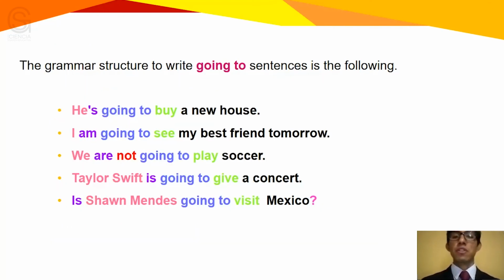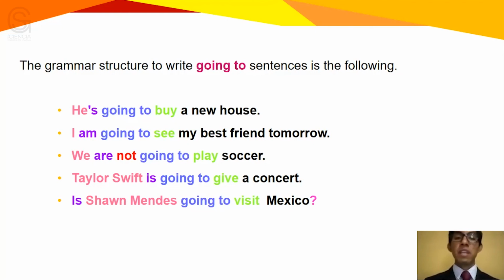The grammar structure to write going to sentences is the following. Once again, we have affirmative, negative, and interrogative forms. In the first one, he is going to buy a new house is affirmative. We are not going to play soccer is negative. And is Shawn Mendes going to visit Mexico? Interrogative. So, as you can see, we have every single part of the sentence with a different color, so we can be sure that we are including all of them when we want to write a sentence using going to.